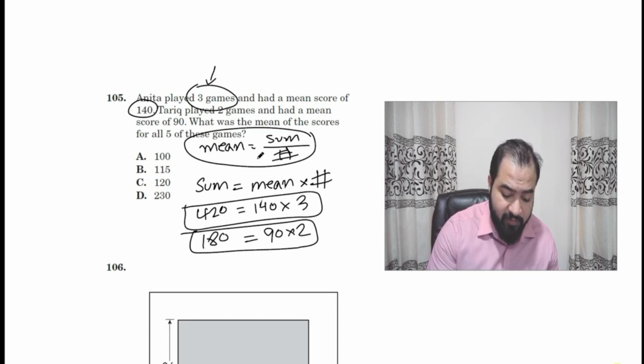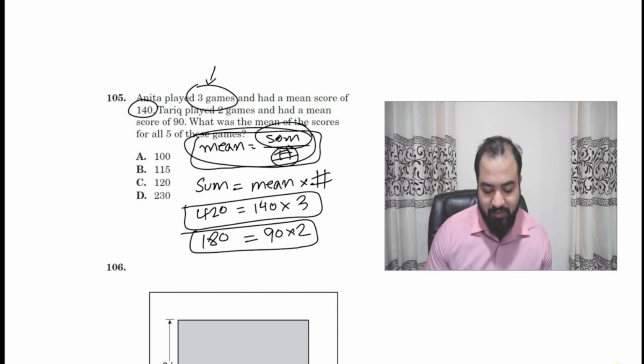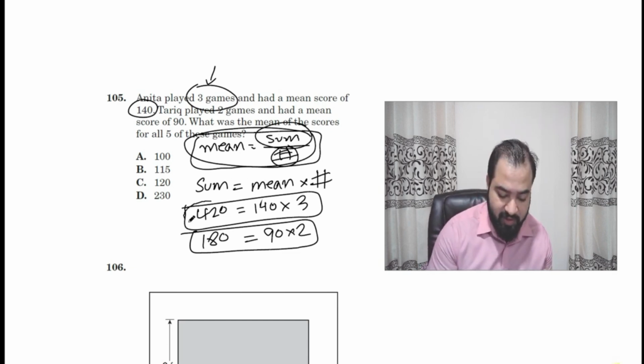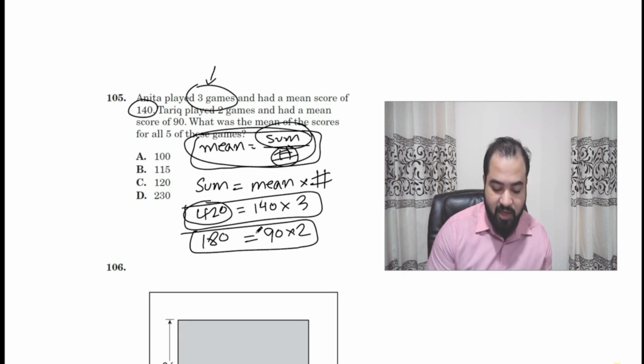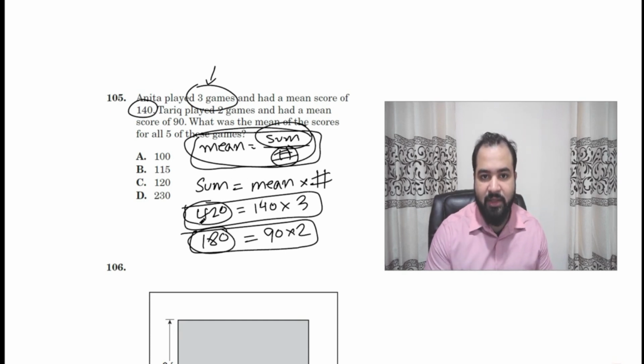So if you want to find the mean of the 5 games, you're going to use the first formula I wrote here. So you're going to find the sum of the 5 games and divide by the number. So how do we find the sum of the 5 games? That's pretty simple. We know that 3 of them is 420, that's Anita's, and 2 of them is 180. We use the sum formula to find it, just multiply the mean with the numbers.